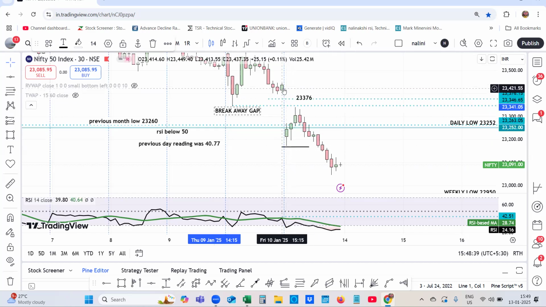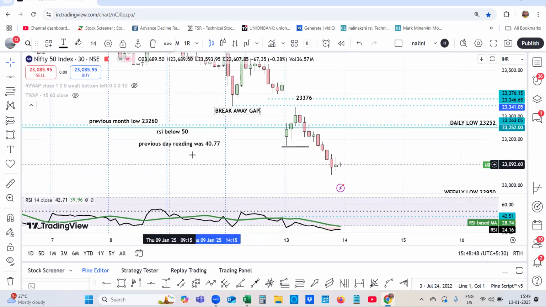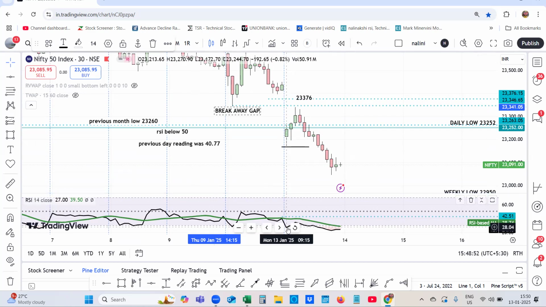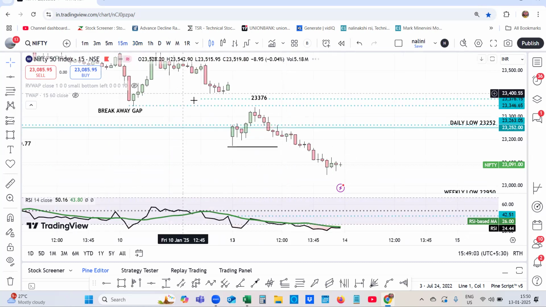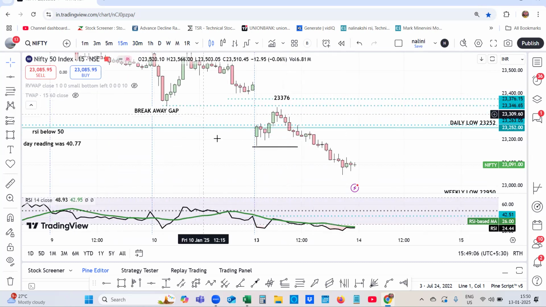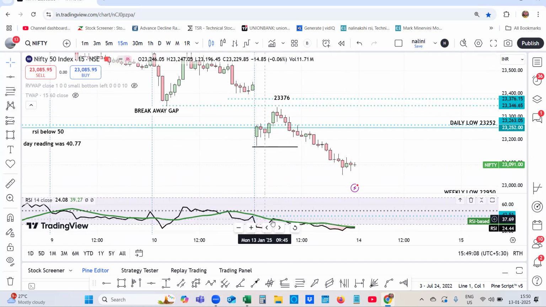The previous day, the reading of RSI was below 50, around 40.64, which I have mentioned here. And when it gapped down, it gapped down to an oversold position, and price action suggested a reversal. I am on the 30-minute time frame; I'll go to the 15-minute time frame. Price action and also RSI suggested some sort of reversal in the market, that you can pocket, you can take the trade.